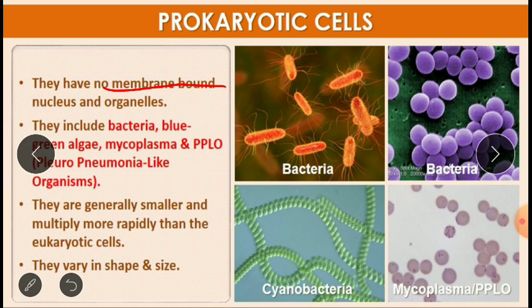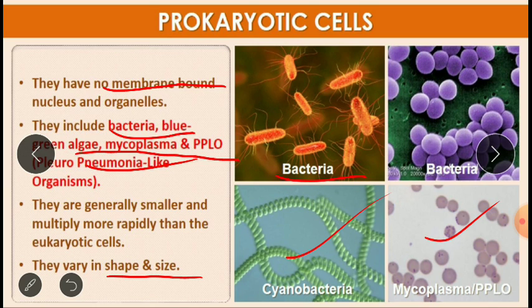The examples of prokaryotes are bacteria, blue-green algae, mycoplasmas and PPLO. PPLO are nothing but pleuropneumonia-like organisms. They are generally smaller and multiply more rapidly than eukaryotic cells. They are of different shapes and sizes. You can observe here the microscopic views of a bacterium, cyanobacteria and a mycoplasma.